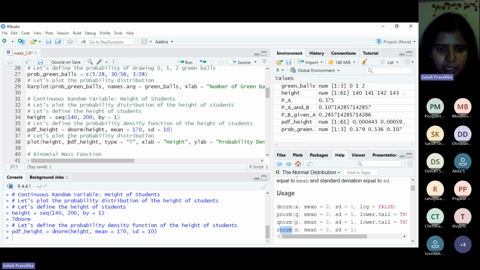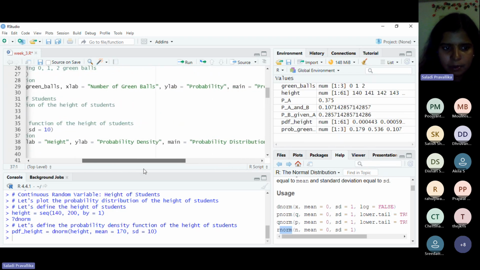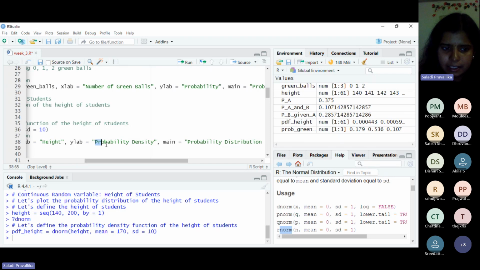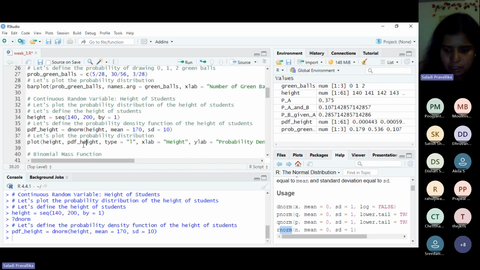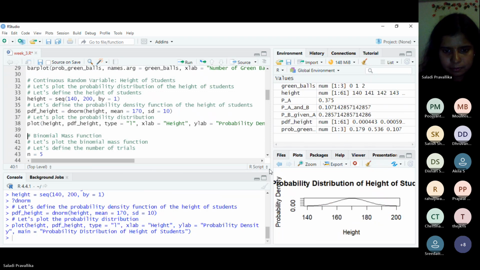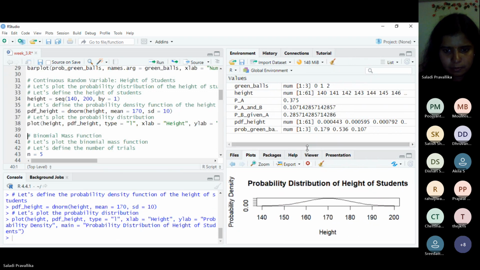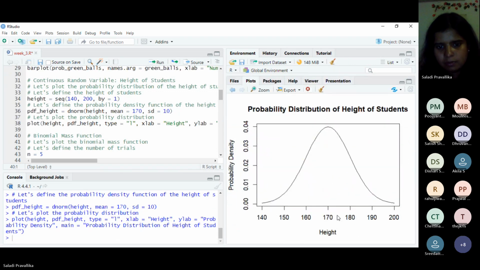Now I want to plot that height, on the x-axis, and on the y-axis I want to show the probability density. So let's run this as well. Are you able to see? So on the x-axis we have the height, and on the y-axis we have the probability density function.